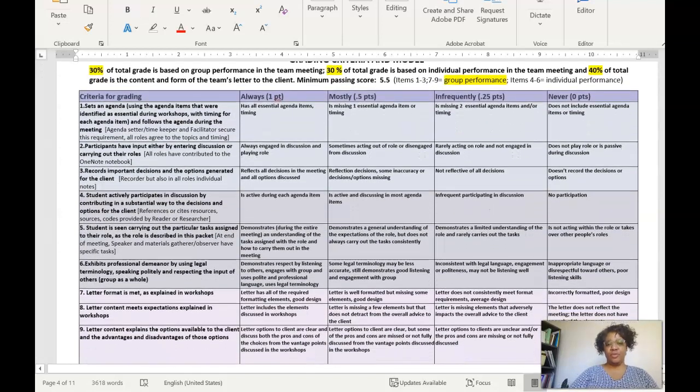And then we come to the criteria for grading. The most important thing to recognize is that this is something you've already seen. But remember, items 1 to 3 are a group grade, but items 4 to 6 are your individual grades. So your grades will differ because if you got a different number in items 4 to 6 than your peer, your total will be different than your peer's total. And then in items 7 to 10, that is the client letter, and that again is a group grade.